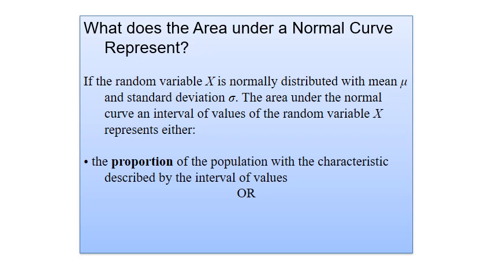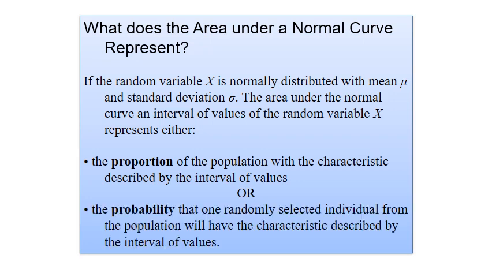In that last example, it would be the proportion of the 2-year-old males that are between 34.5 and 35.5 inches. Or another thing that it could represent is the probability that if you selected one 2-year-old male from the population, the probability that that person would be between 34.5 and 35.5 inches would be that area.